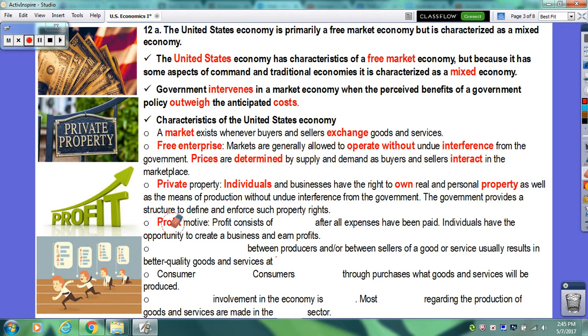Next part here is a profit motive. So this consists of earnings after all expenses have been paid. I think we talked about this last time, but profit is really what is left over after you pay for the total production cost of your good, or you provided your service. For example, I think we used the oil example before.